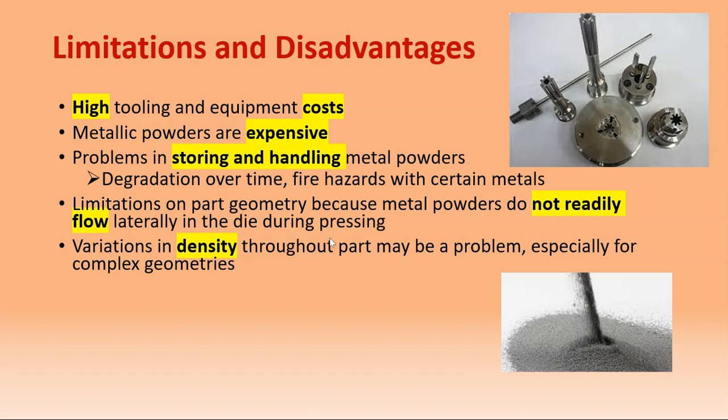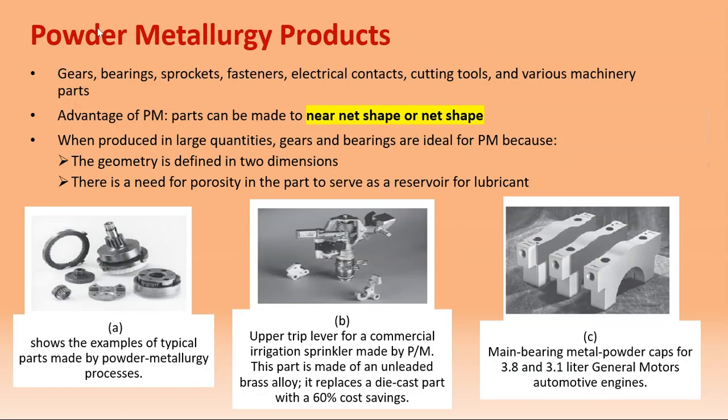And also the part geometry may pose some problems because the metal powder does not readily flow into the die during the compacting or pressing, and variation of density throughout parts may be a problem, especially for geometries with complex shape. These are examples of powder metallurgy products, in which gear, bearings, sprocket, fastener, cutting tools, which can have the near net shape or the net shape without any finishing process. These are the typical parts.